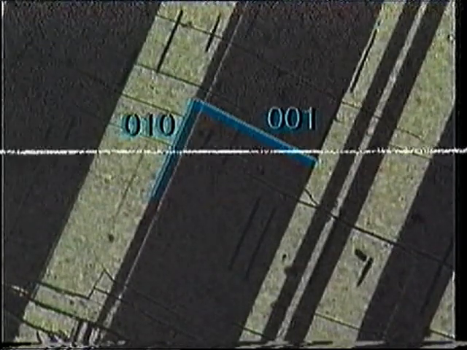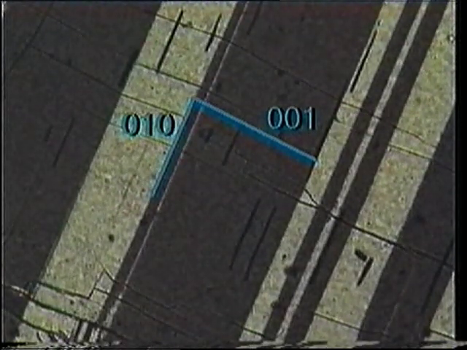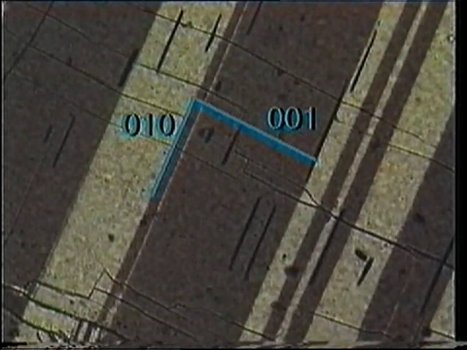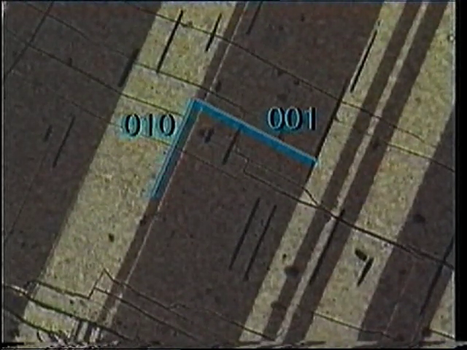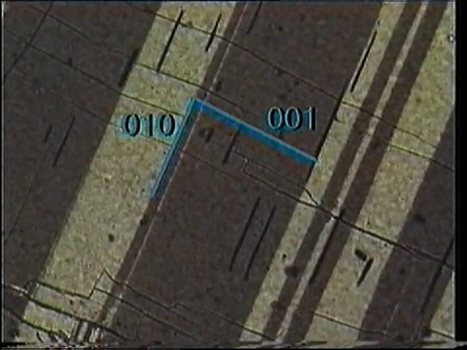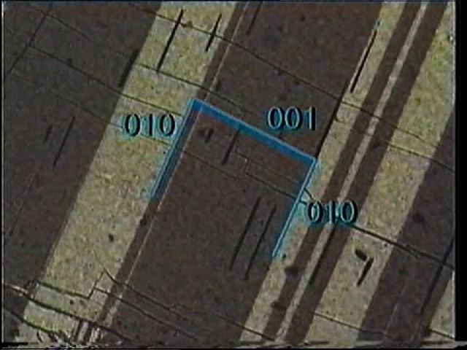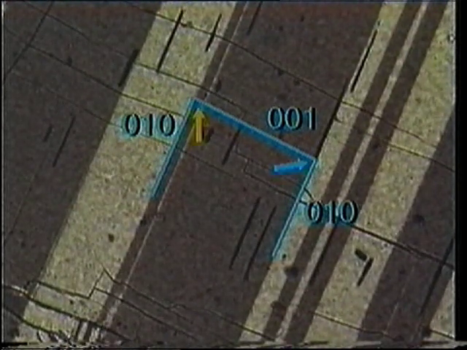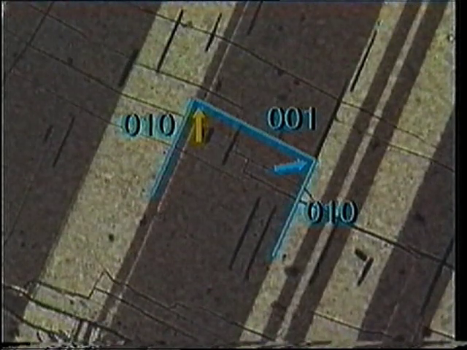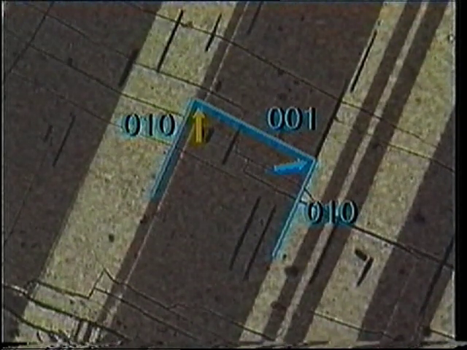I'm uncrossing the polars so you can see the 001 cleavage traces better. Note that there is an acute angle and an obtuse angle. Here's the rule. If the acute angle, shown by the yellow arrow, is the more northward, the extinction angle is positive, as here.